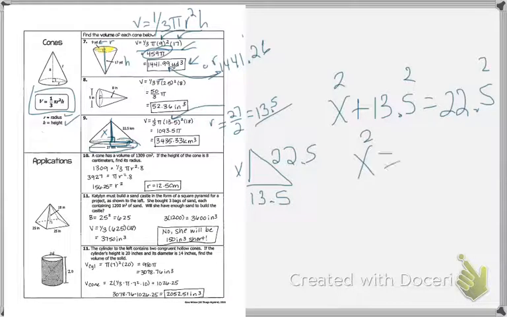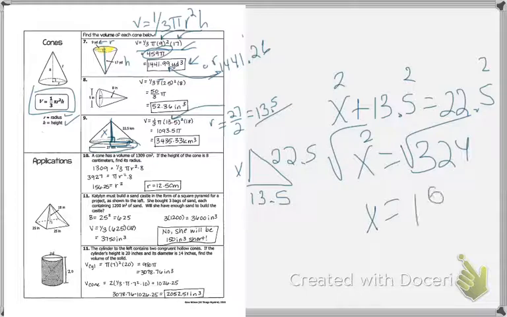X squared equals, and this becomes 324. Square root both sides. X is equal to 18. That is your height of your cone.